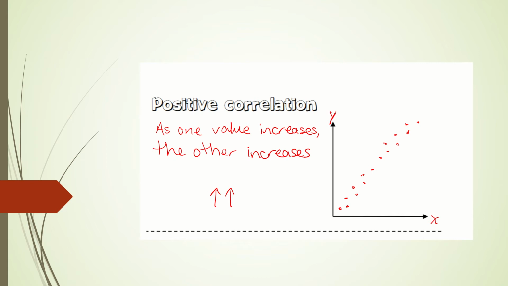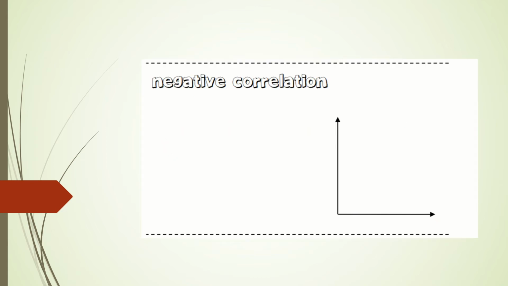So then let's take a look at negative correlation. So first, let's draw our graph. So again, negative correlation means there is a relationship and it's negative. So the points are gathered, but they are falling.